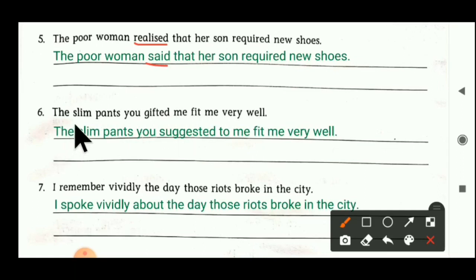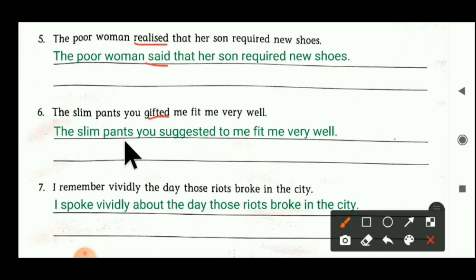So which is the verb here? The slim pants, gifted. Here gifted is used as a verb. Gifted is a dynamic verb here. To gift is a concrete verb. So we have to convert gifted into a stative verb. How does it happen? Just see.